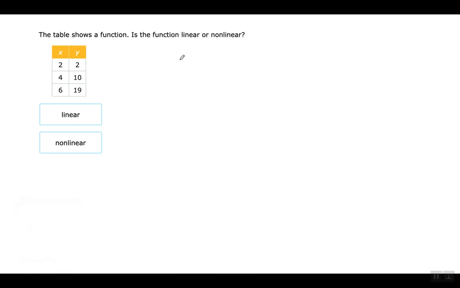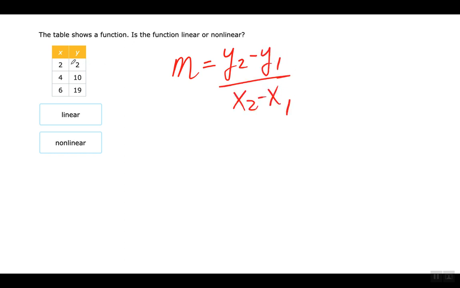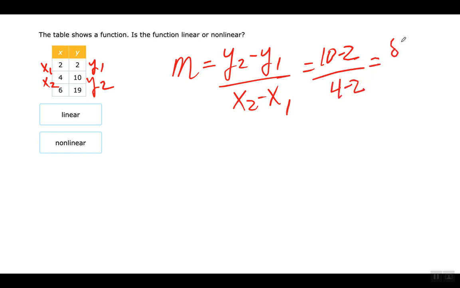All right, so right here, x1, y1, x2, y2. So the top will be 10 minus 2. The bottom will be 4 minus 2. 10 minus 2 is 8. 4 minus 2 is 2. 8 divided by 2 is 4. So it gave me 4.